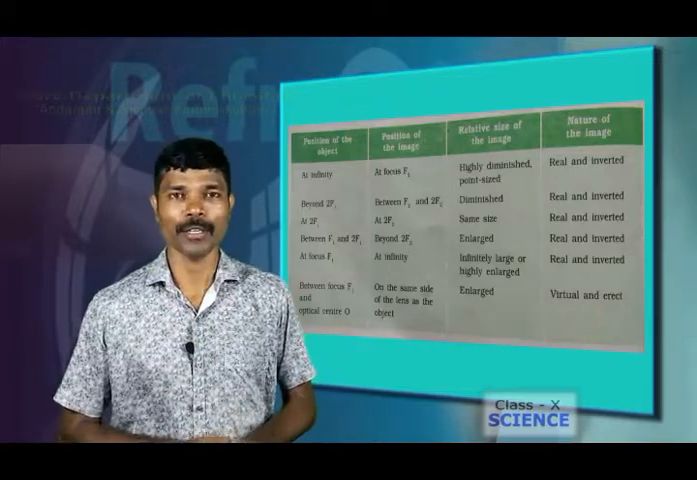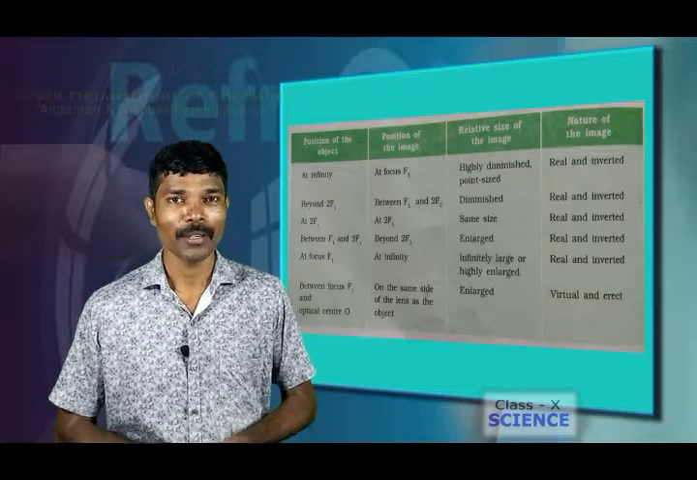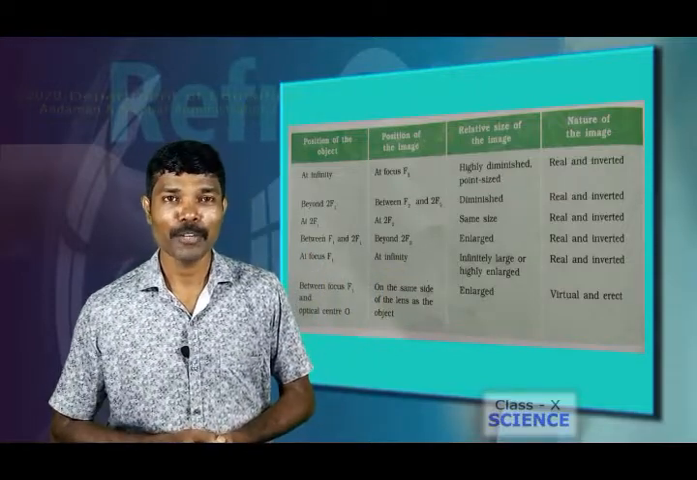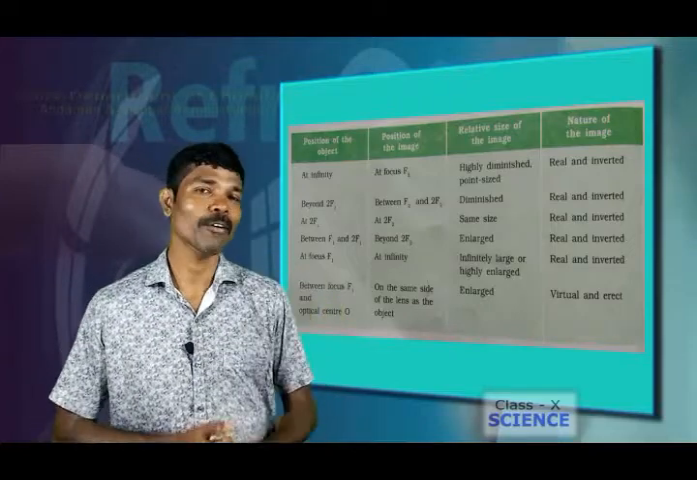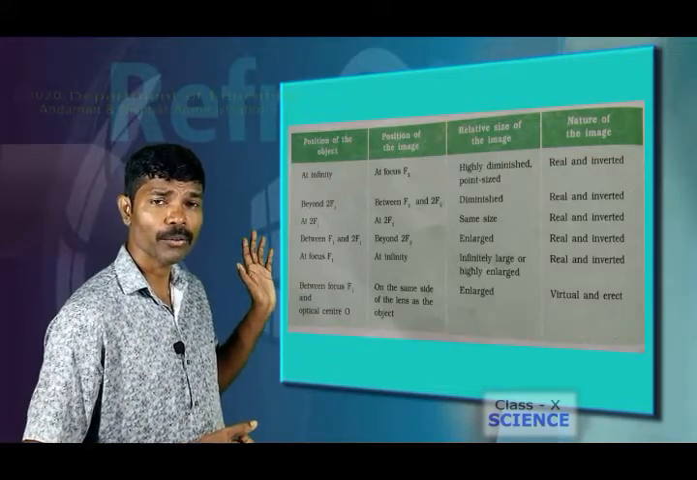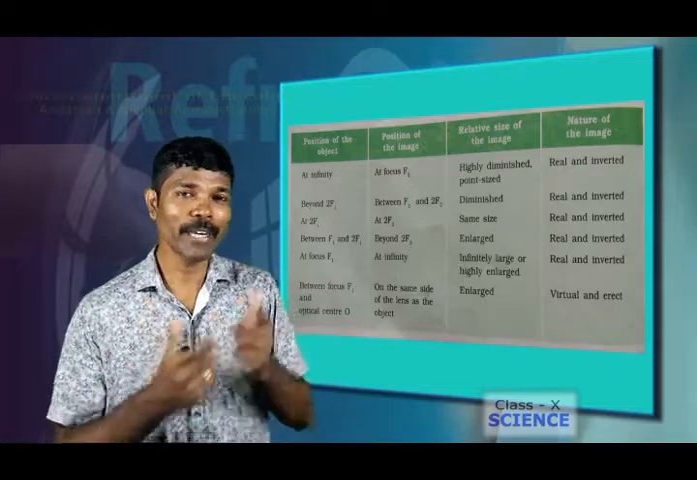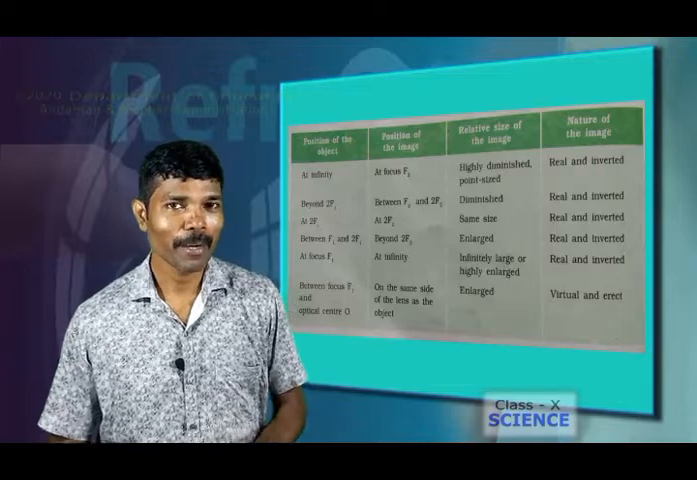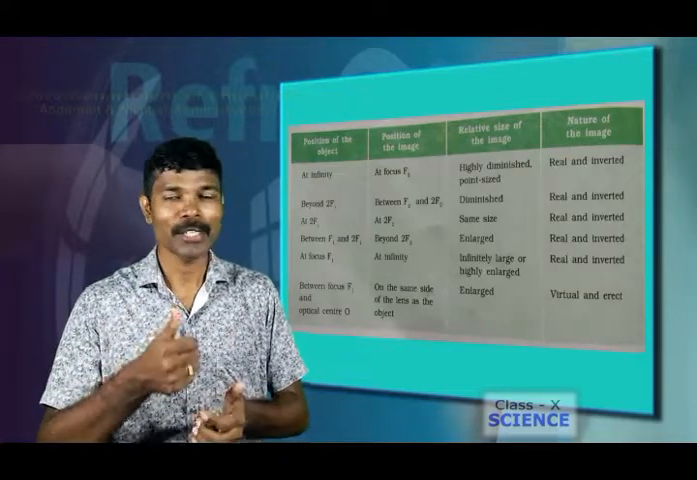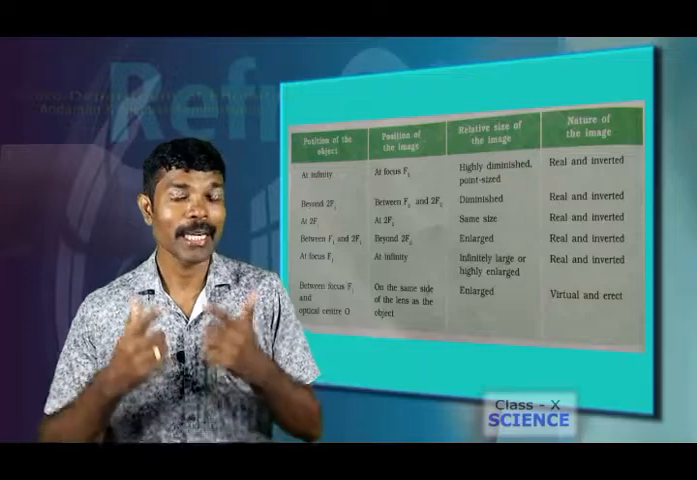Now, the last, sixth position: if the object is kept between the optical center and focus, then where will the image be formed? Here, when we keep the object between the focus and the optical center, the image will be formed in front of the convex lens, on the left hand side. In all other cases we have seen, the image was formed on the right hand side, whereas if we keep the object between the focus and optical center, then the image will be formed on the left hand side. That means on the same side where the object is kept, which shows that the image is virtual, and the image will be formed above the principal axis, which shows that it is erect.